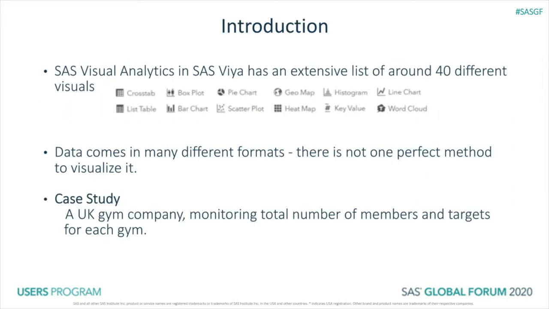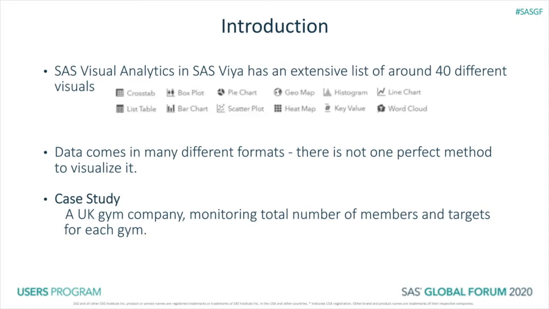When you first create a report in SAS Visual Analytics, the Objects tab will show you around 40 different visuals, absolutely loads of choice for the graphs that you use to create your reports. A few of the most common ones include pie charts, heat maps, and histograms. As discussed, it's important to create the right graph, but there are so many different types of data that you could be working with. There is no single visualization to present all of your data.